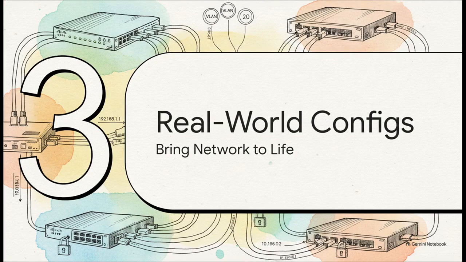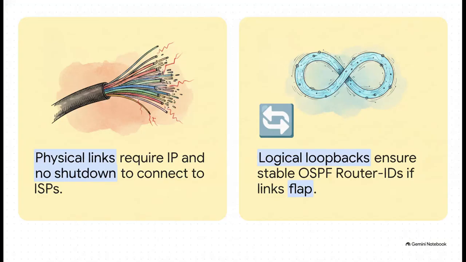Section 3. Deploying real-world configurations, bringing the network to life. The device is locked down and legally protected. Now we actually build the network. When you're configuring interfaces, it's vital to grasp the difference between physical and logical setups. A physical interface, like your WAN link to an ISP, requires an IP address, and crucially, it must be manually enabled using the no shutdown command.